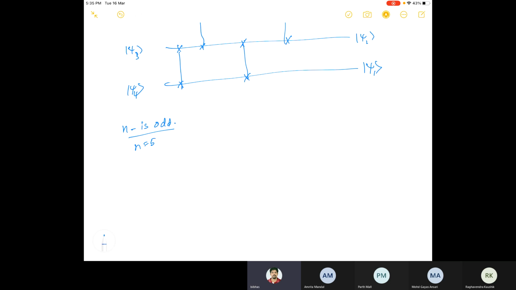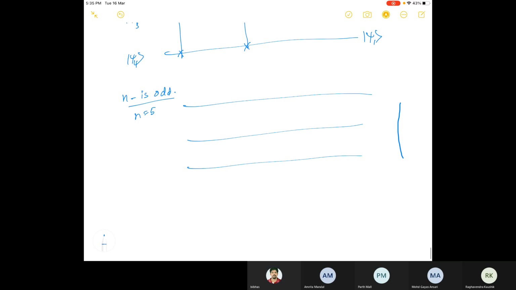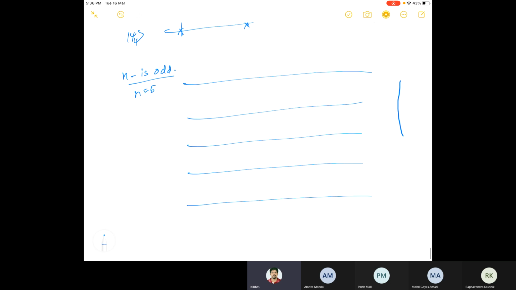but we can see the change also in the circuits. So let us say 2, 3, 4, 5. So this is psi 1, this is psi 2, psi 3, psi 4, psi 5.